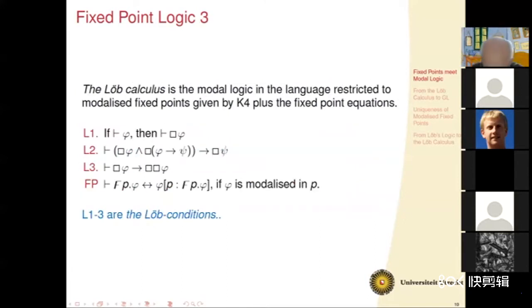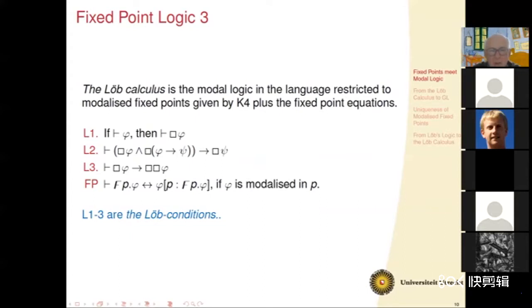Okay, so now we know what the language is, and we have an explanation of what the fixed point operator is supposed to do. And now we can introduce our logic. And so the logic is the Loeb calculus. So it's a modal logic in the language with just the modalized fixed points. And it's given by K4 plus the fixed point equation. So what are the principles that we have?